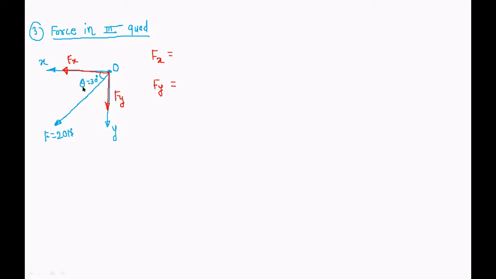So as theta angle is given with respect to x-axis, Fx will be F cos theta. Adjacent means cos theta and opposite means sin theta. And Fy will become opposite to this angle. So Fy is equal to F into sin theta. Okay. So theta is given 30 degree and F is equal to 20 Newton. So it is 20 cos 30 and your y component is 20 sin 30.